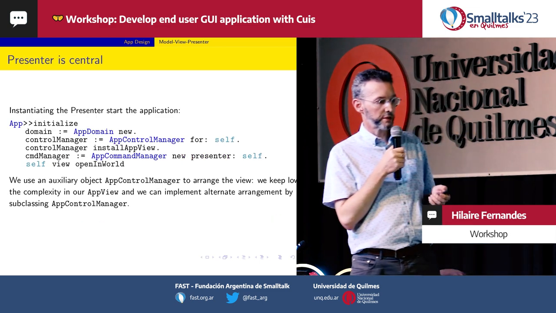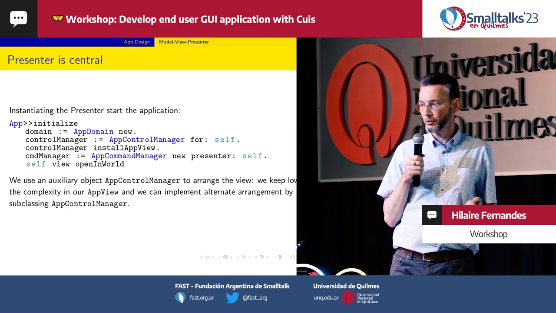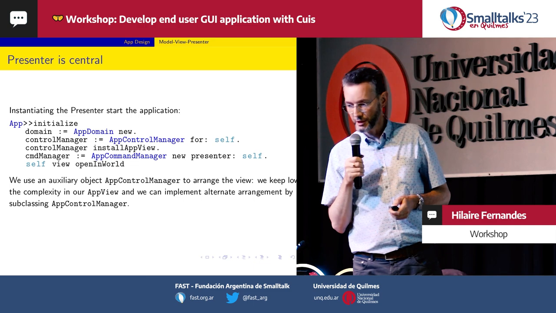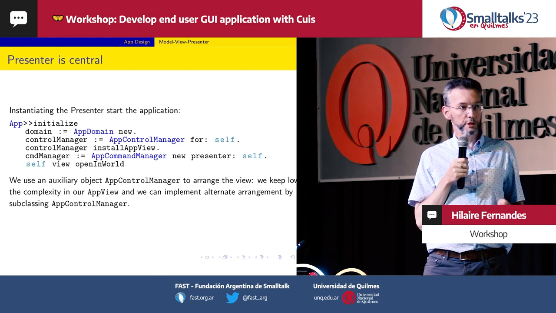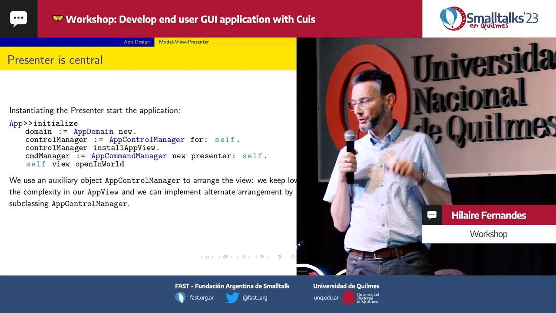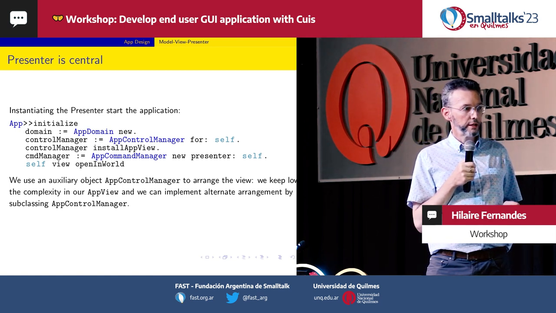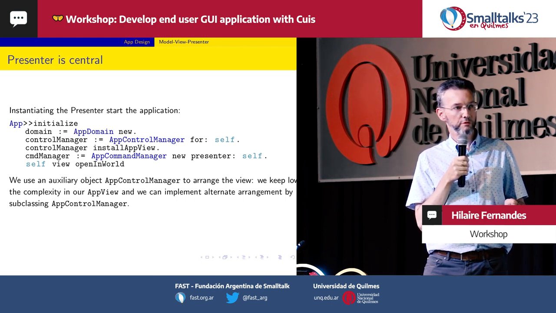So let's look at the presenter, what is going on. You see the first object that is instantiated. When we want to create the application, we just create an instance of this object. He has quite a few responsibilities. He will create the model first. He will create the control manager. He will ask it to install the app, so to install the button on the toolbar, for example. He will set up the command manager. Then he will open the view. Here the view is not a direct call. In fact, it's just a message to ask the control manager what the view is.